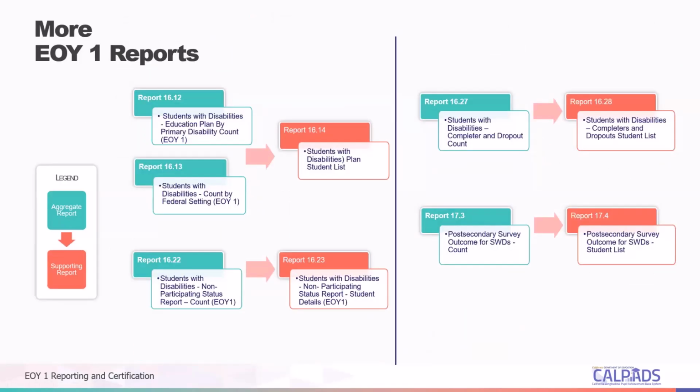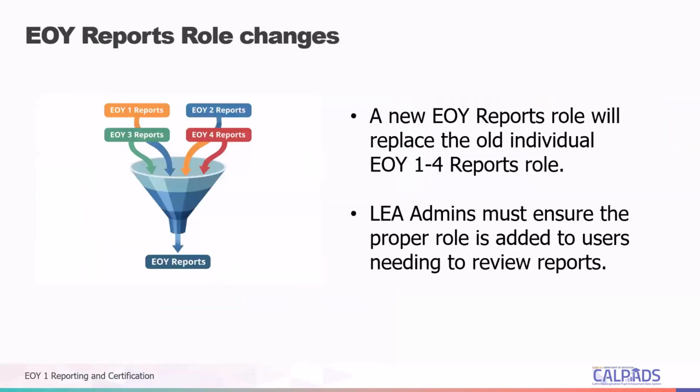This provides me an opportunity to point out that new to end of year one is report 16.27 and 16.28, students with disabilities completer and dropout count, and the student list that is associated to those aggregate counts. These reports are newly being implemented for the 25-26 academic year. Another change with the consolidation of end of year into end of year one.